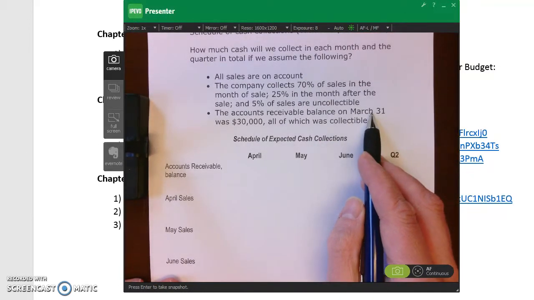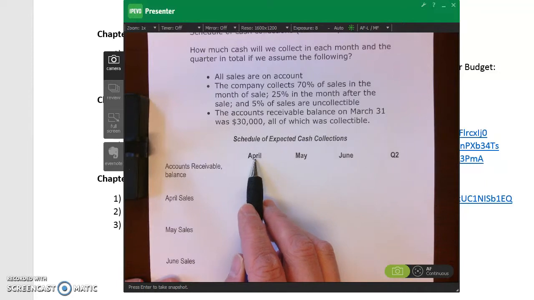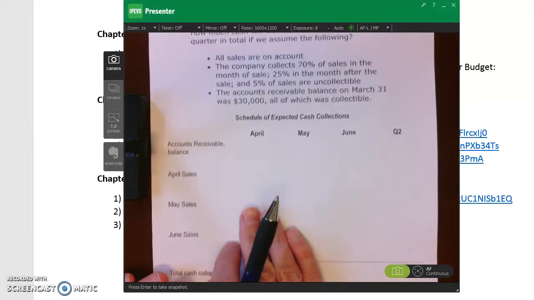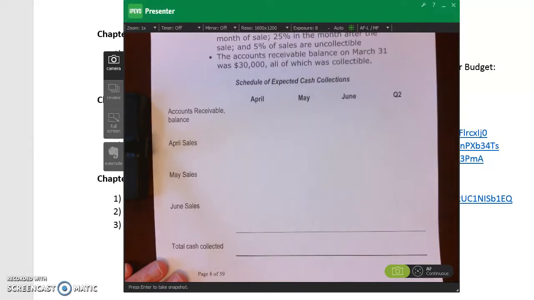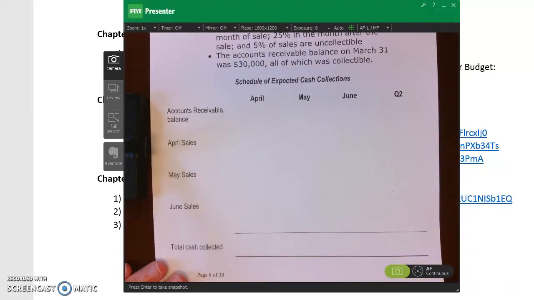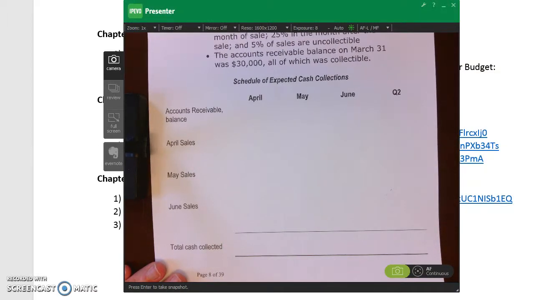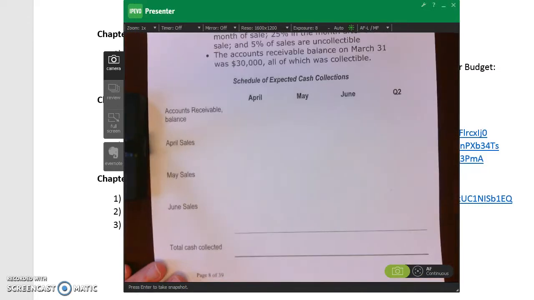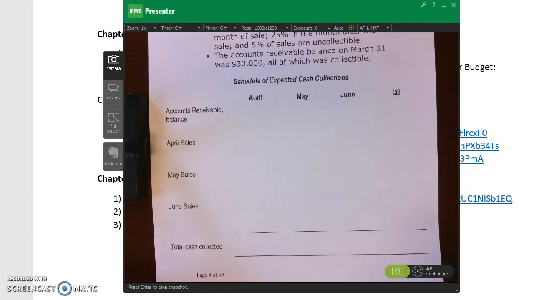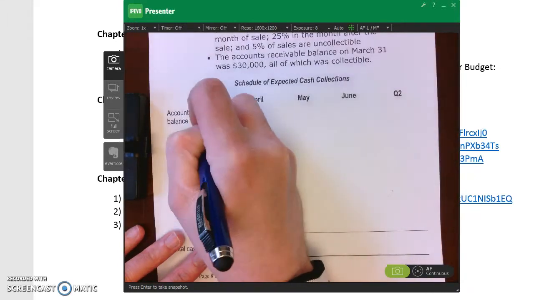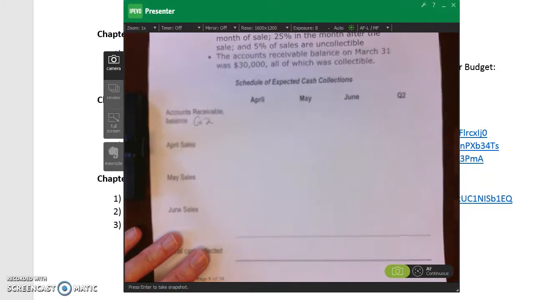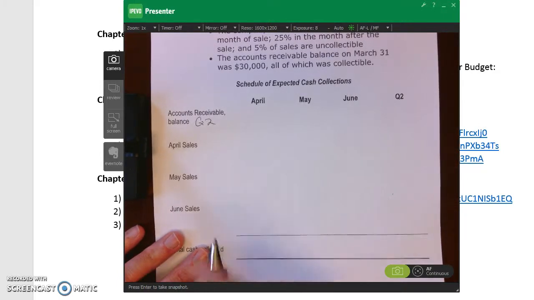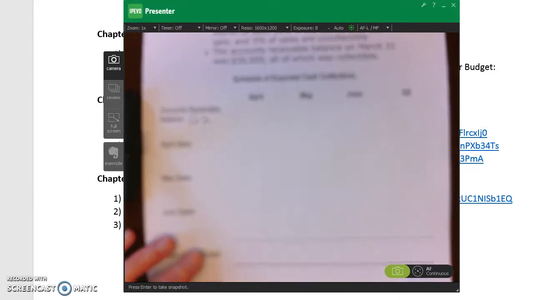This is the end of quarter one, which becomes the beginning of quarter two. Okay, so what I have over here is a schedule of cash collections, and setting up this little table like this will help us to answer how much cash are we going to collect each month and for the quarter, and also what is the accounts receivable balance at the end of a given month and also at the end of the quarter. Okay, those are the questions that we want to answer. So if you look over here, I'll say my accounts receivable balance at the beginning of quarter two is $30,000. It says right over here, accounts receivable at the end of quarter one.